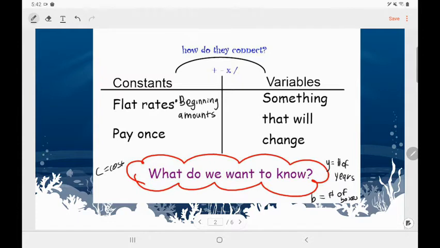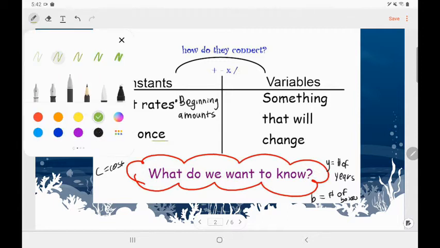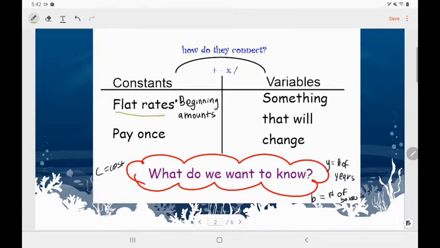Then I'm going to look for any constants in my story problem. Now those are going to take the form of flat rates, things that I may be paying for only once, any beginning amounts. So I'm going to start by looking for those. Like, does the population start at 200? Then I would have a constant of 200.